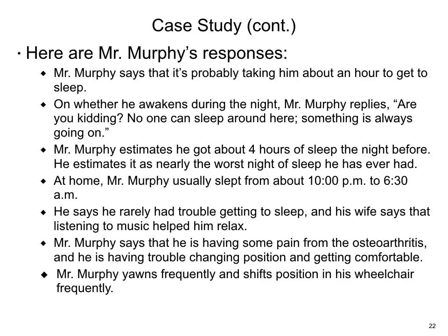At home, Mr. Murphy usually slept from about 10 p.m. to 6:30 a.m. He says he rarely had trouble getting to sleep at home, and his wife says that listening to music helped him relax. Mr. Murphy says that he is having some pain from the osteoarthritis, and he is having trouble changing position and getting comfortable. Mr. Murphy yawns frequently and shifts position in his wheelchair frequently.